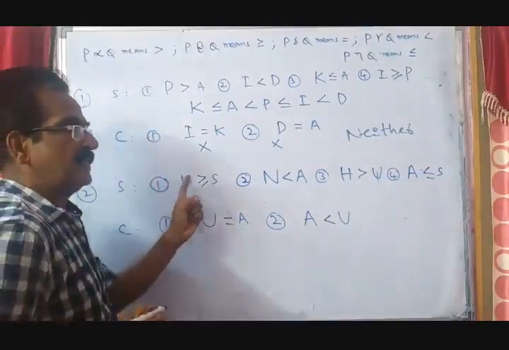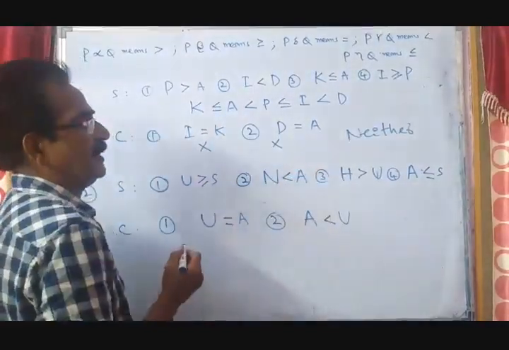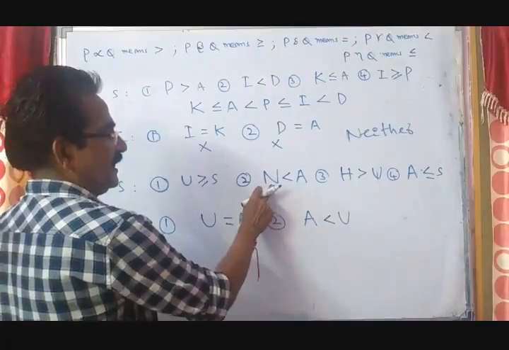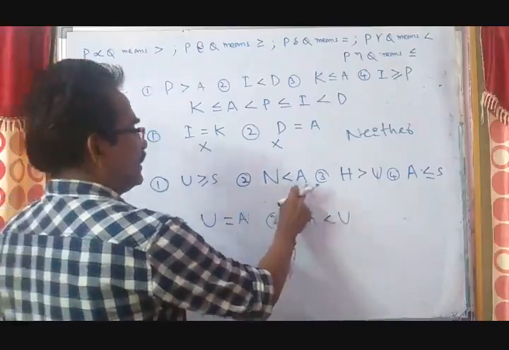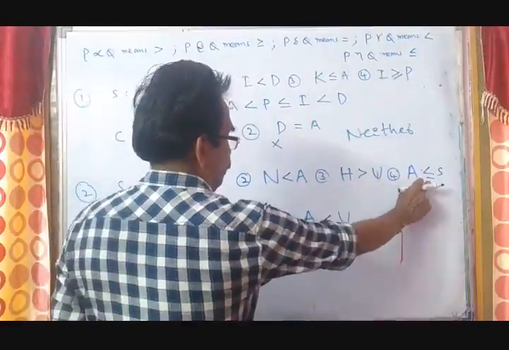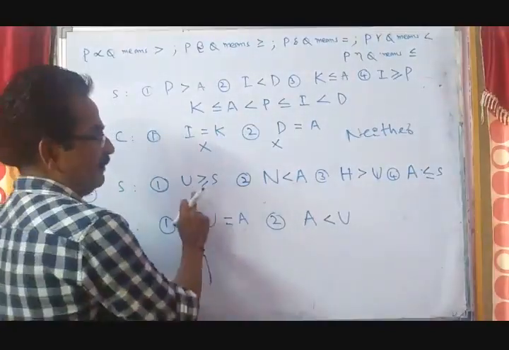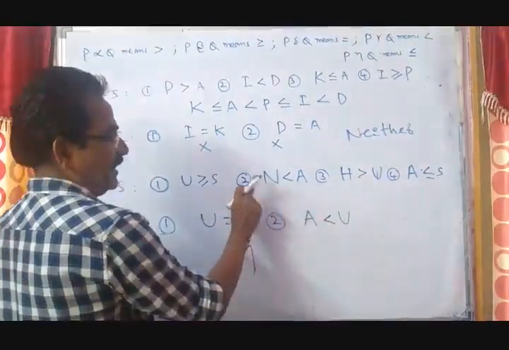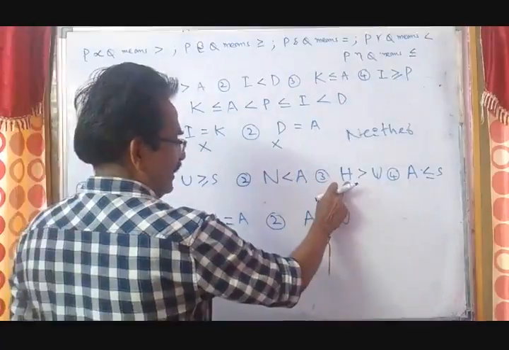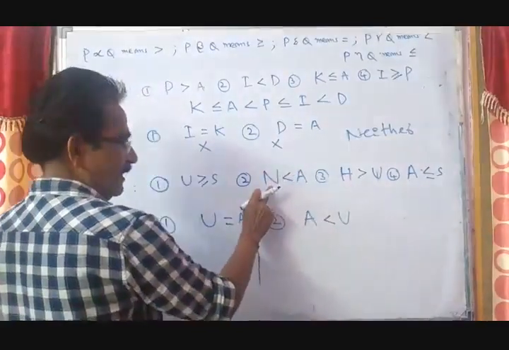Now let us write the statement line. If you notice from the given four statements, only one N is there, and only one H is there. So let us begin with N.